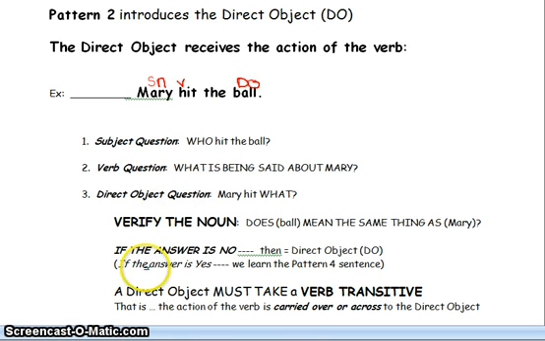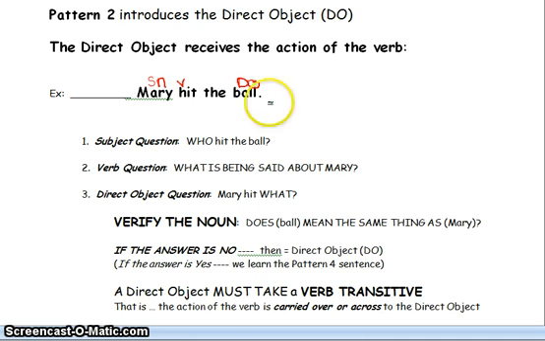Now, there is a time when the answer is yes. That time is actually when we learn the Pattern 4 sentence, which is just going to be in a short while. So for now, every time we verify the noun, the answer is going to be no, and then that's when we're going to label a direct object, but we're not going to skip the step of verifying the noun.